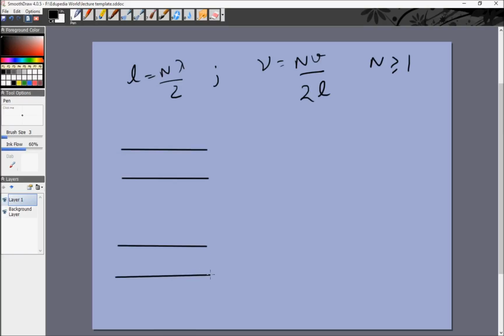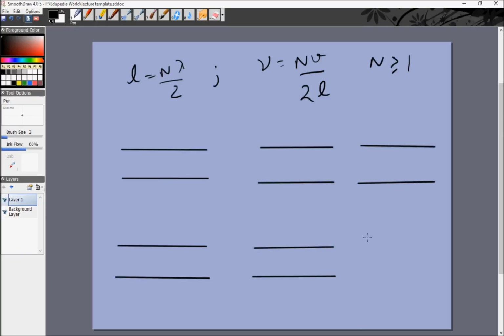I'll first draw the pressure variation, then just for the sake of clarity, I'll draw the displacement variations as well. Though you always need to remember that pressure variations are important because sound waves are created and received by pressure variations. The eardrum senses pressure variations, not displacement variations. Right. So let's take the first case, n is equal to 1.